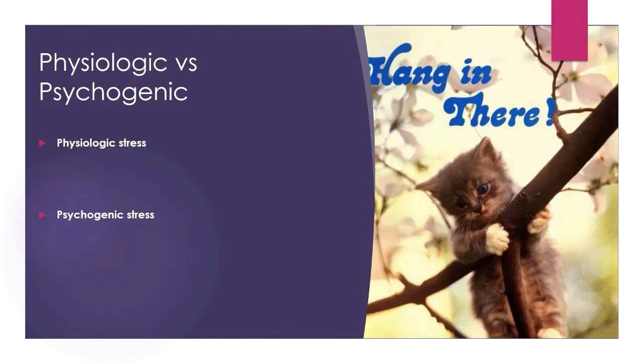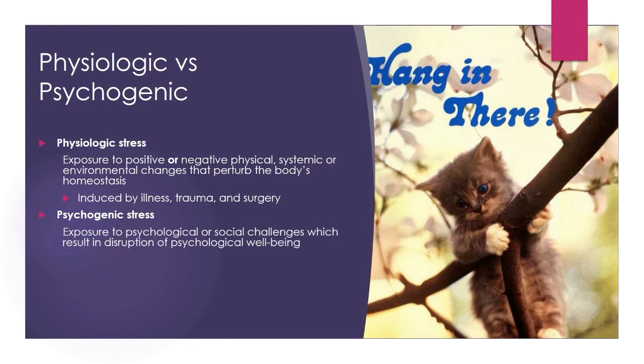So then there's physiologic versus psychogenic stress. Physiologic stress is the exposure to a positive or negative physical, systemic, environmental change that somehow perturbs the body's homeostasis. And this is induced by illness, trauma, and surgery, all things that happen at our hospitals, right? Psychogenic stress is the exposure to psychological or social challenges, which results in disruption of actual psychological well-being.